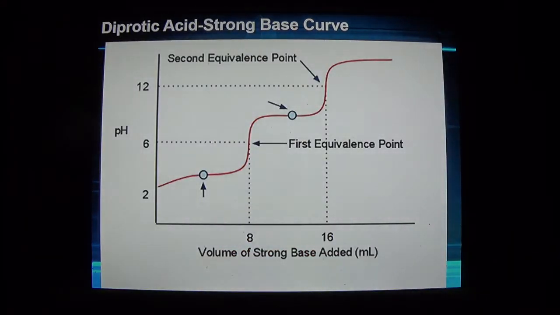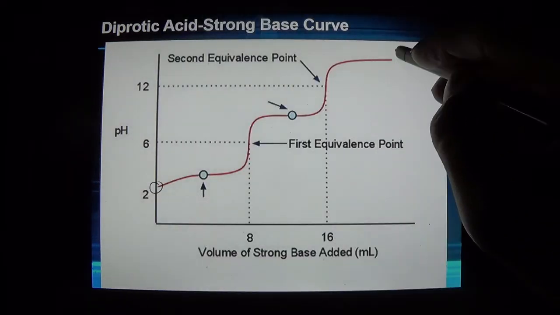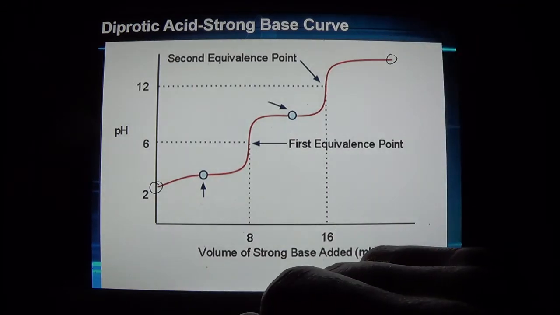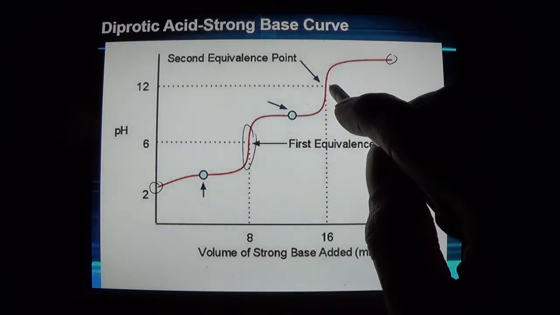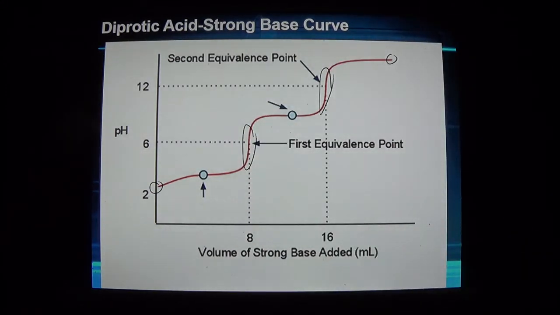Okay, now let's talk about a diprotic acid, and this is a strong acid, strong base. Okay, starts strong, ends strong. And this is a diprotic acid, meaning it can be an acid twice. And notice what I see. I see 1, 2 equivalence points. Okay, well that kind of makes sense.